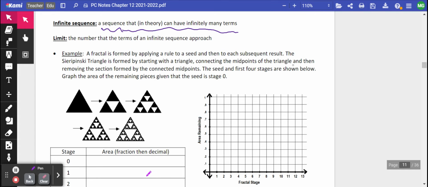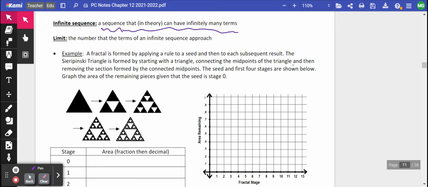Hi, everyone. What we're going to be learning about today are infinite sequences and limits. An infinite sequence is basically a sequence that can go on forever and ever, or at least in theory, it can. And when we talk about a limit, we're going to talk about if that sequence was to go on forever, what is it approaching? Is it approaching a particular number? Is it going to infinity? Is it going to zero? Is it going to two? That's what we would be calculating when we're trying to calculate the limit.